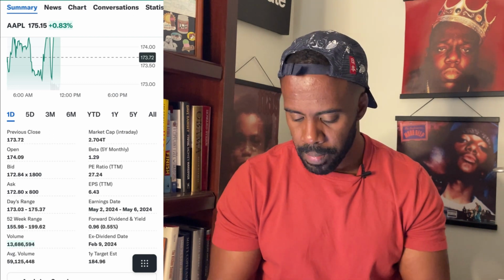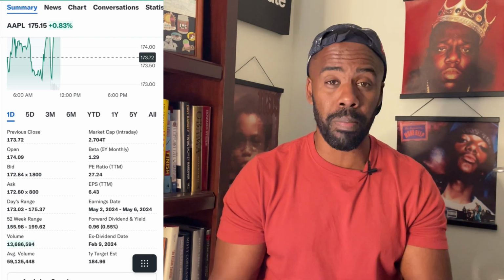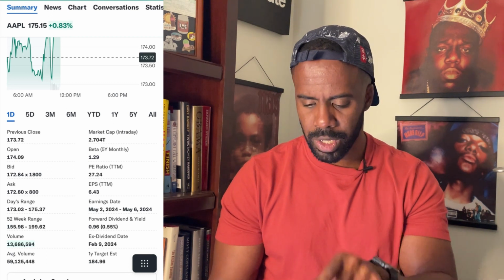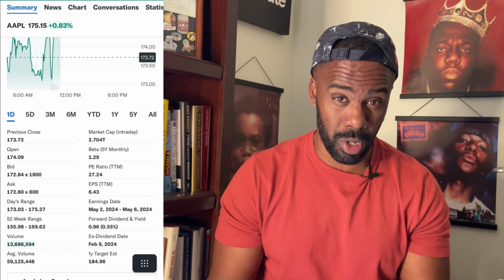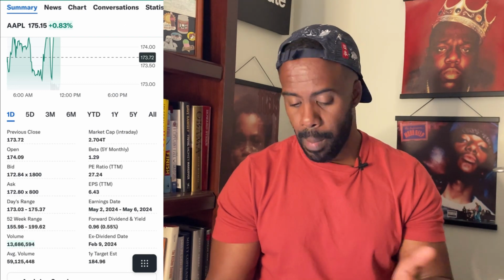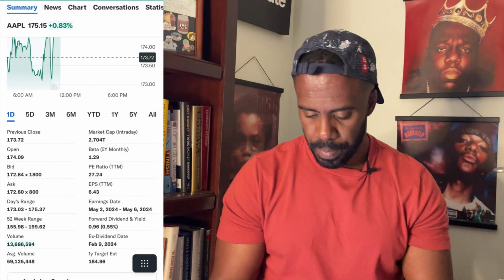So obviously 13 million, and that 13 million, if you notice on the chart, I took a snapshot of like 10 o'clock in the morning. So the market had just opened. You can imagine what it's gonna be like at the end of the day.